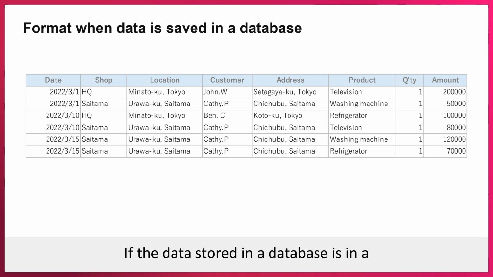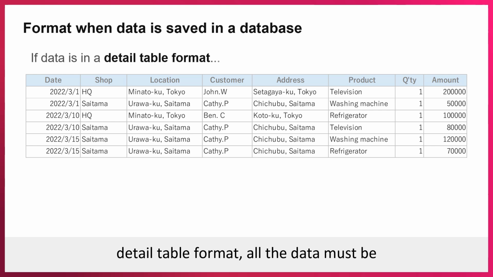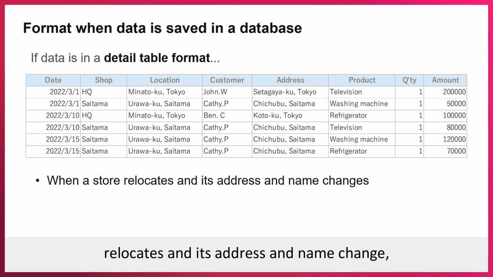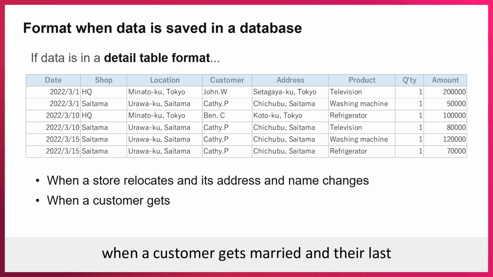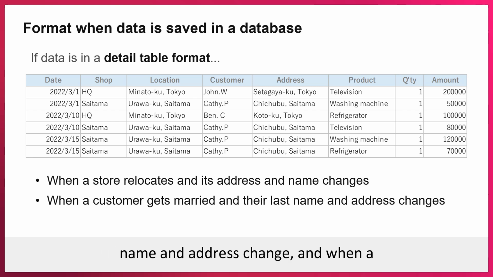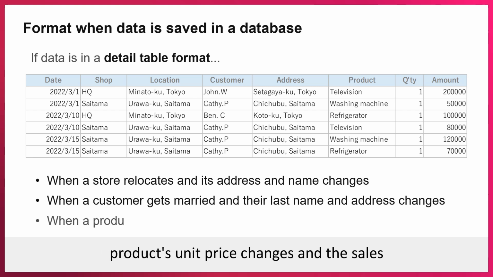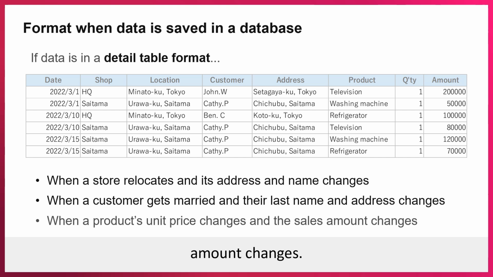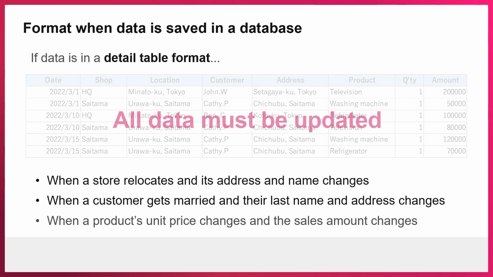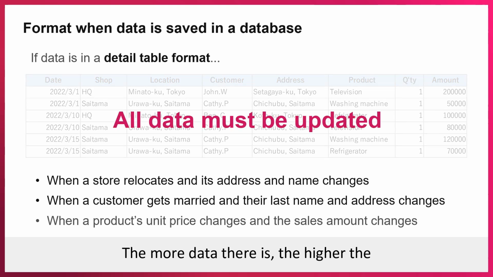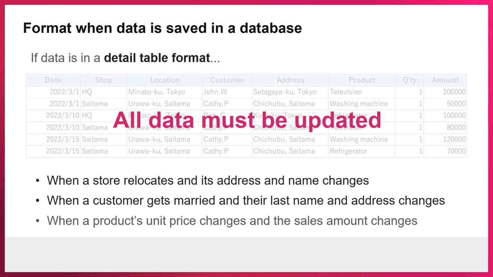If the data stored in a database is in a detail table format, all the data must be updated when, for example, a store relocates and its address and name change, when a customer gets married and their last name and address change, and when a product's unit price changes and the sales amount changes. The more data there is, the higher the update costs to keep it accurate. This also increases the risk of update mistakes and burden on the database.